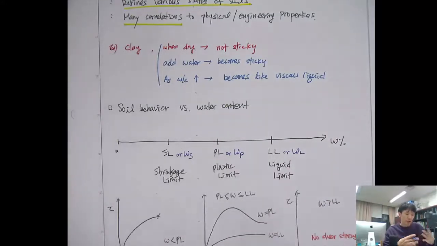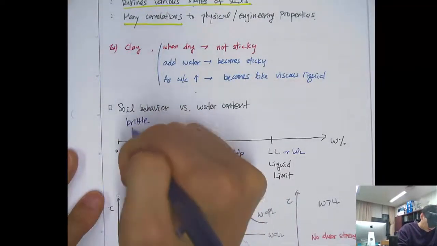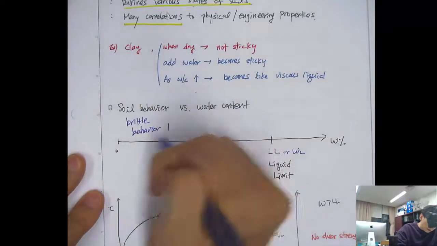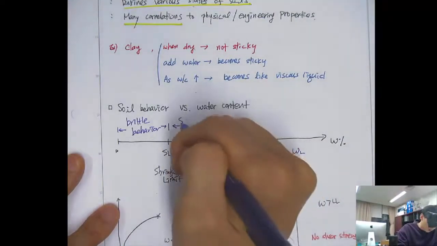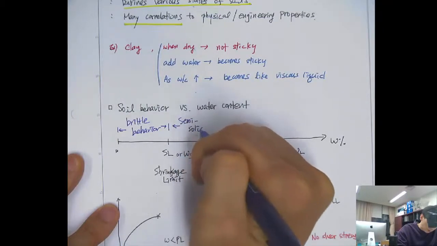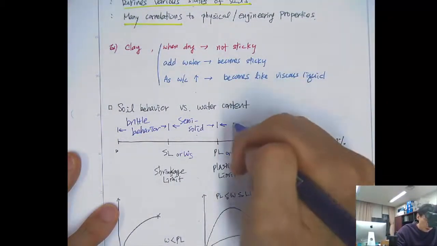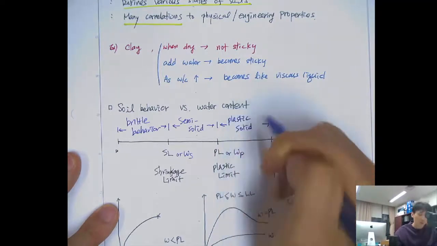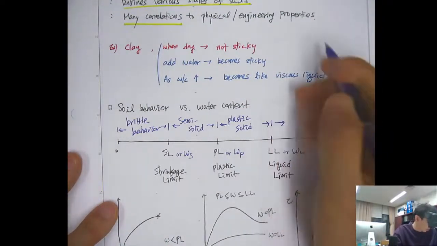So when the soil is very dry, it will be just like powder, right? It's going to be powdery. But when you add some water, it shows brittle behavior. Solid, and up to here. When you add more water above the shrinkage limit, then it becomes semi-solid. And when the water content exceeds the plastic limit, it shows plastic behavior. And finally, when the water content exceeds the liquid limit, then it's a viscous liquid.